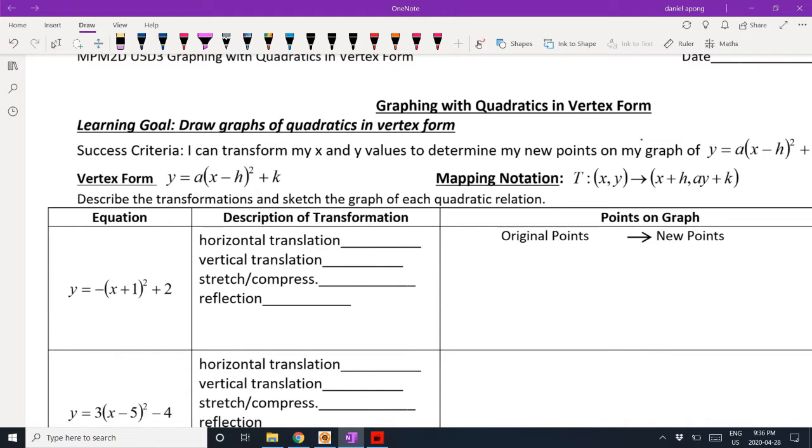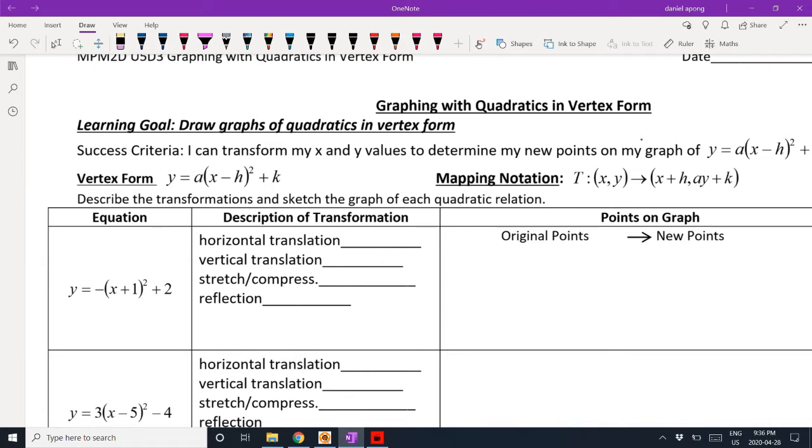Alright, so over the last couple of lessons, we were learning how the a, h, and k values determine the shape and position of our quadratic relation. We saw the a value can compress or stretch or reflect. We saw the h value can shift the parabola left or right, and the k value can raise it or lower it on the Cartesian plane.